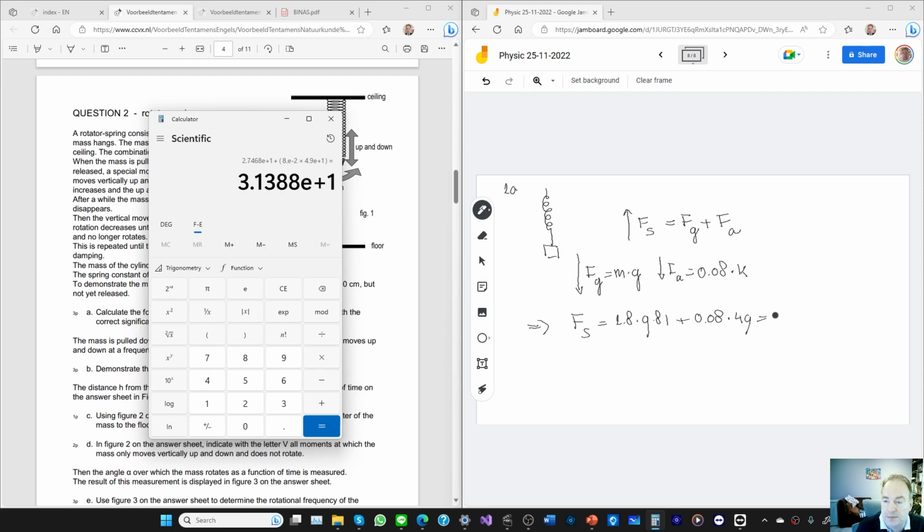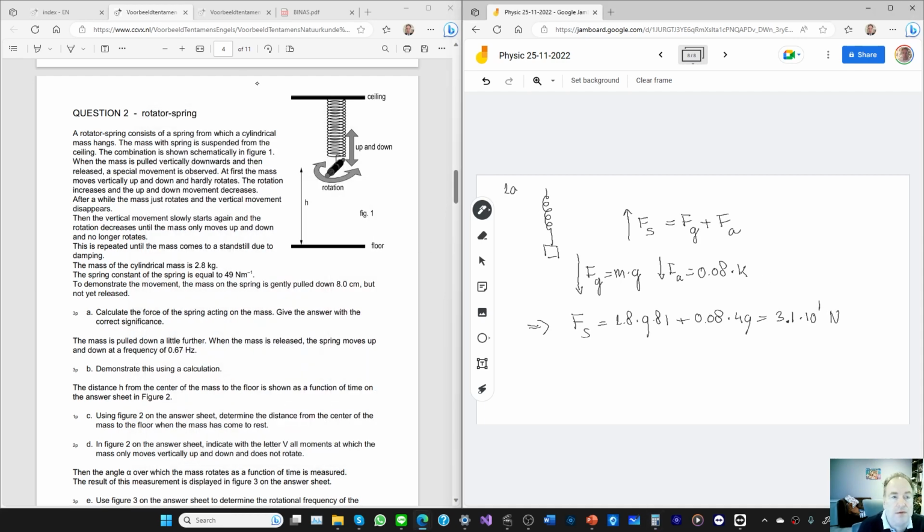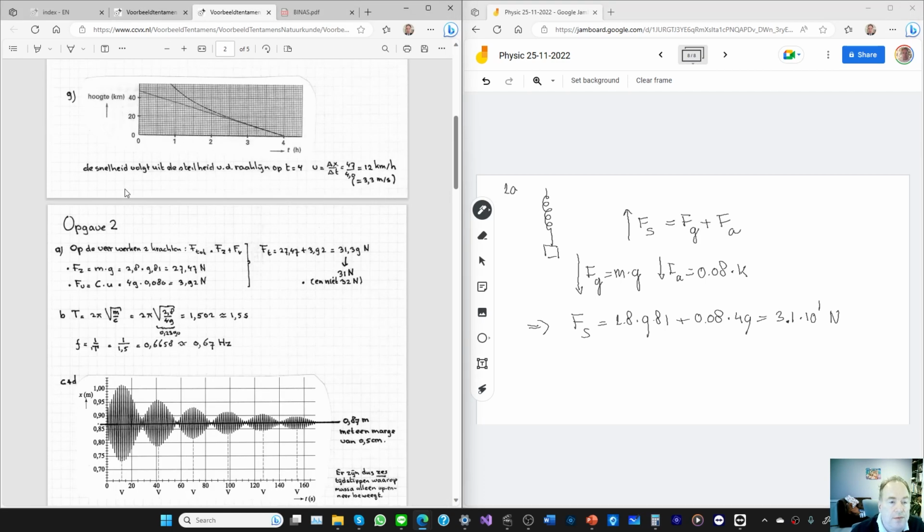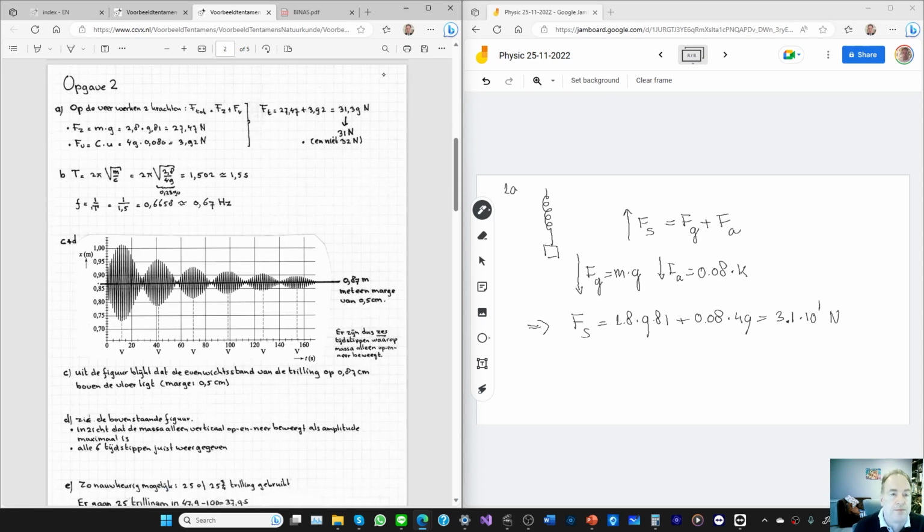That is, we need to have the correct number of significant digits. Well, we see the spring constant as well as the mass is given in 2 digits, so we'll keep 2 times 10 to the power 1 Newton. Okay, that's also what they found.